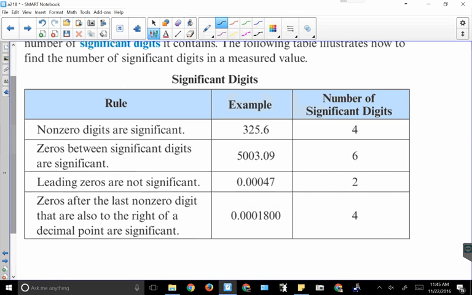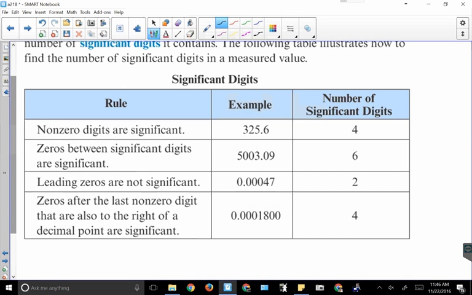Now, if I have zeros in there, we need 6 all total. So, I've got 1, 2, 3 zeros, and I have 3 digits that are significant. Just the way it is. Leading zeros are not significant, so 2. Zeros after the leading digit, also to the right, 4.